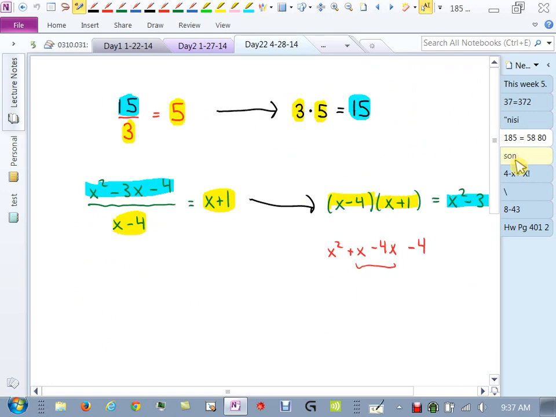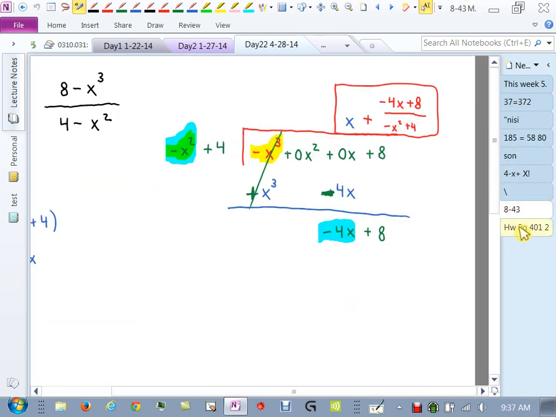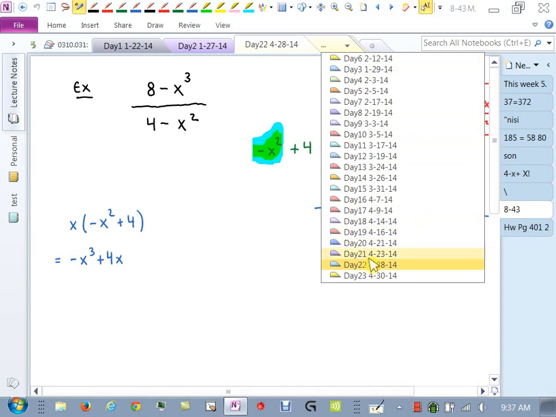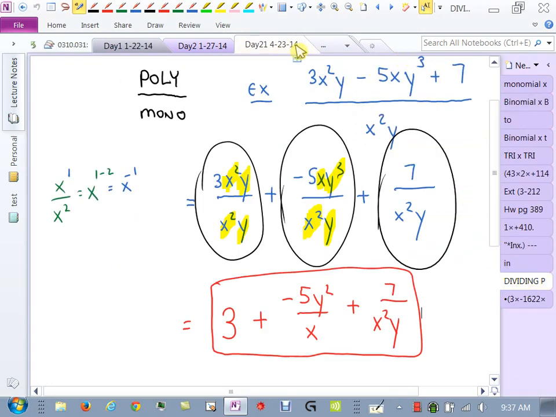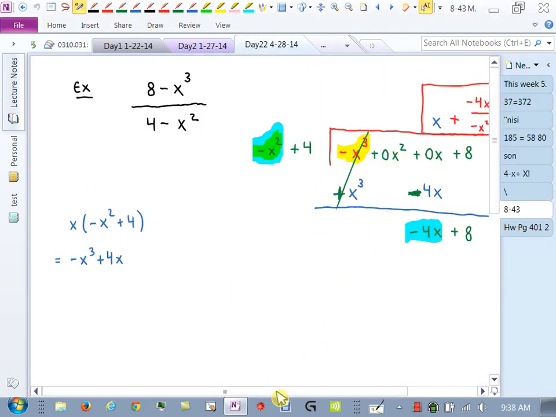See, is that all I had? I thought I did more examples than that. Maybe I have some on the previous day. Yeah, dividing. No, that was monomials. Okay, so I only had those 2? No, I had to have more than that, didn't I?